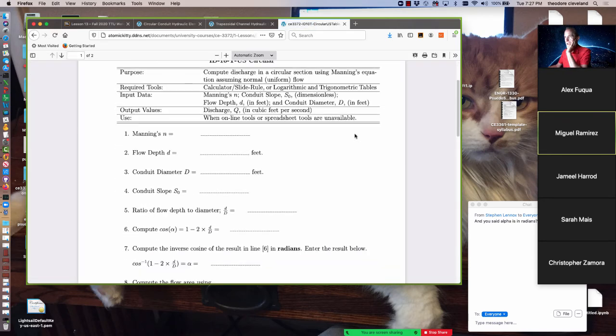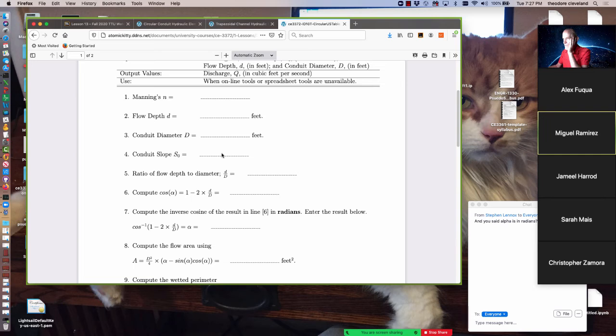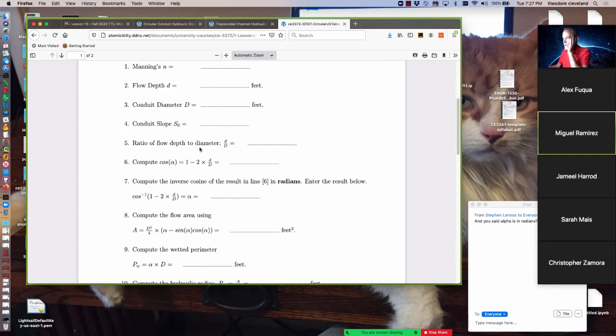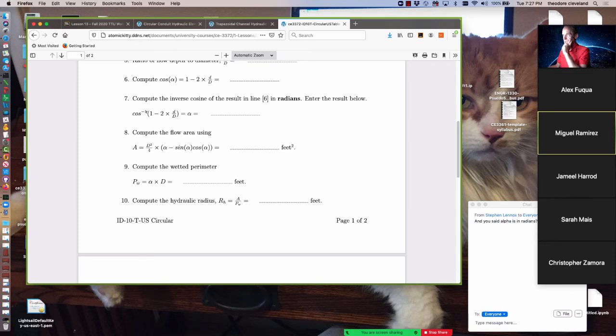So we'll do the circular, and it's literally just like doing your income tax. Put in Manning's n, flow depth, conduit diameter, longitudinal slope. Once you have that, you can compute the ratio of depth to diameter. So you take line 2, you divide it by line 3, you put that value right here. Then you compute the cosine of alpha by this formula. Then you compute alpha by taking the inverse cosine of line 6.